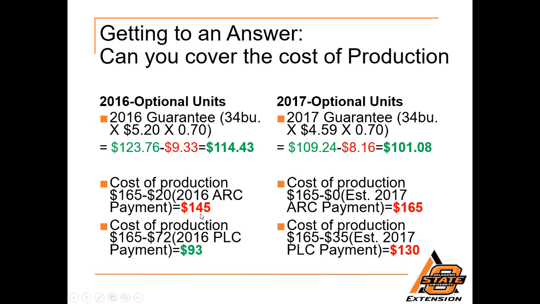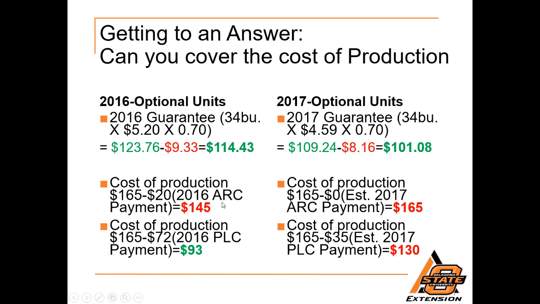So this $145 that we see here is in red because it is higher than our $114 coverage. So we know that we are a little behind our variable cost of production here, and that we're going to have a gap between $115 and $145 that's going to have to be covered out of our own pocket, whether it's a liquidity position or some other form of risk management that we're using, that the crop insurance is not covering everything that we need it to here in this example.